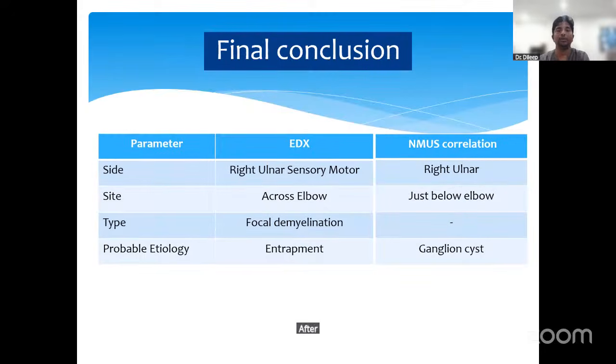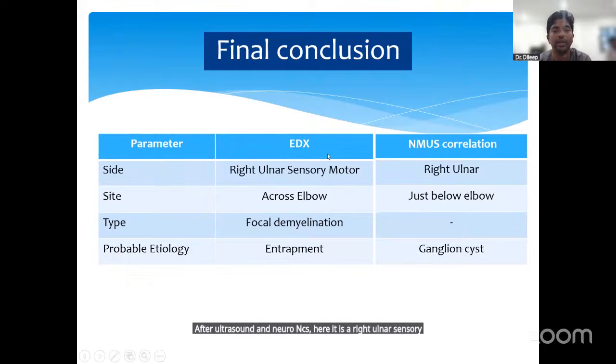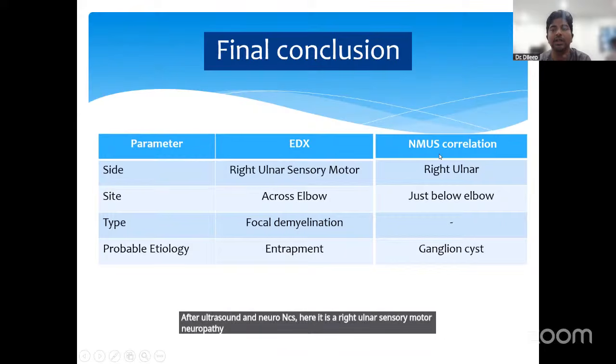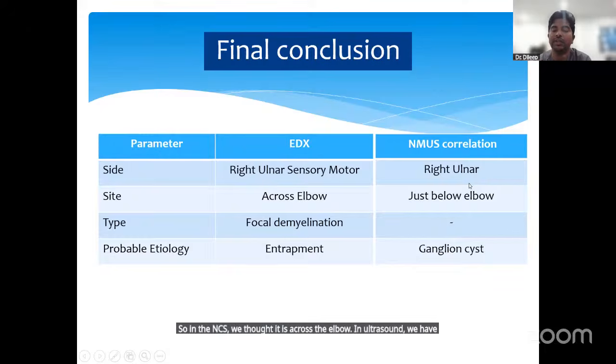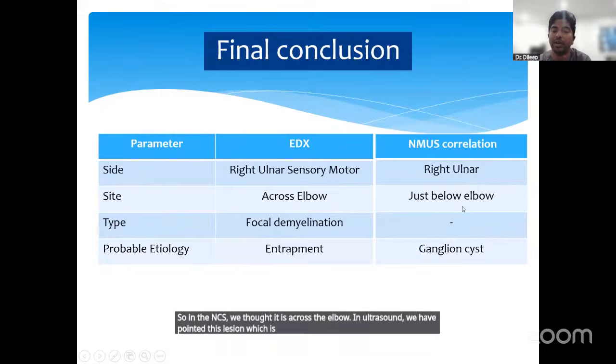After ultrasound and NCS, it is a right ulnar sensory motor neuropathy based on the NCS. In ultrasound, it is a right ulnar nerve. So in NCS, we thought it was across the elbow. In ultrasound, we have pointed out the lesion which is affecting just below the elbow, and it is affecting at the level of elbow also. The probability is a ganglionic cyst below the level of elbow.